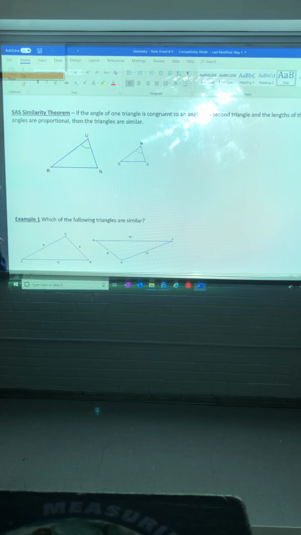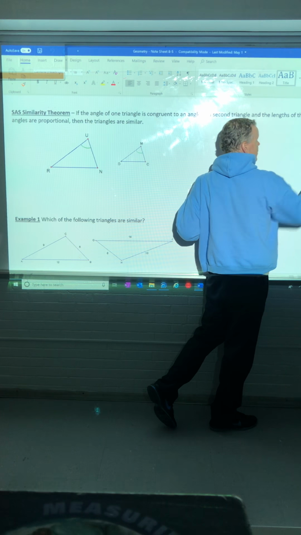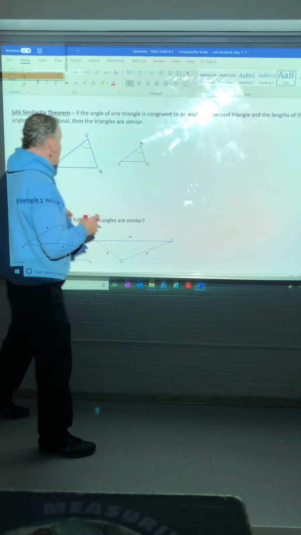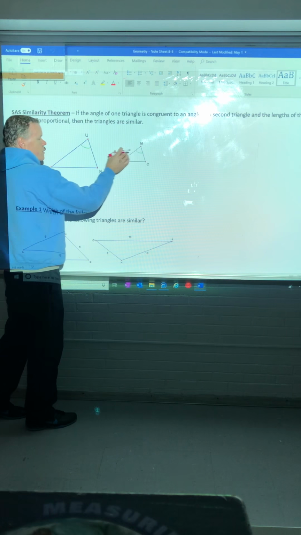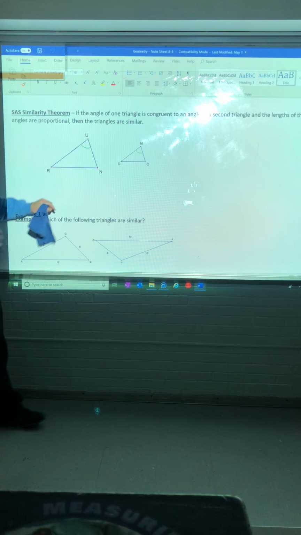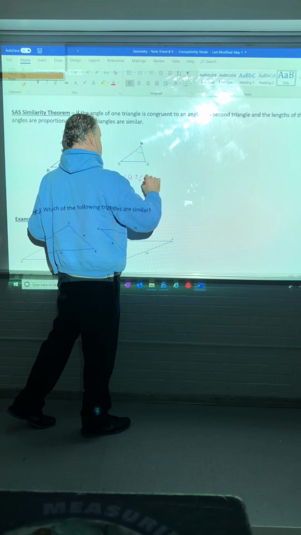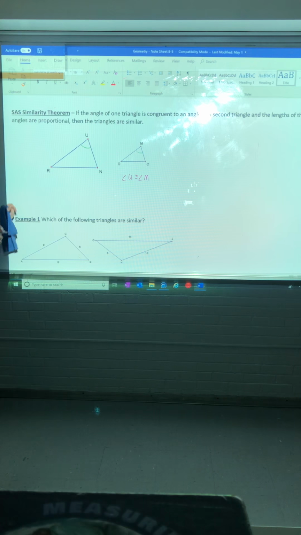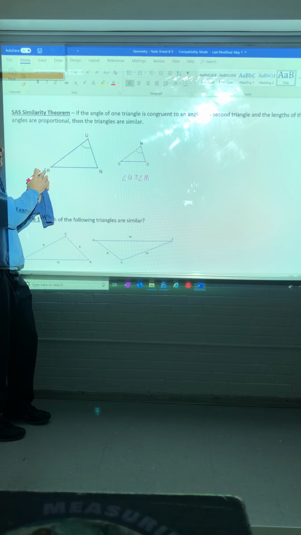A couple of things we have to look at here. When they say side angle side, remember, including these sides. So if we have an angle, this is an included angle, including these sides, there would be these two sides here. Okay, so in this situation, angle U is congruent to angle N. Okay, that's your angle.